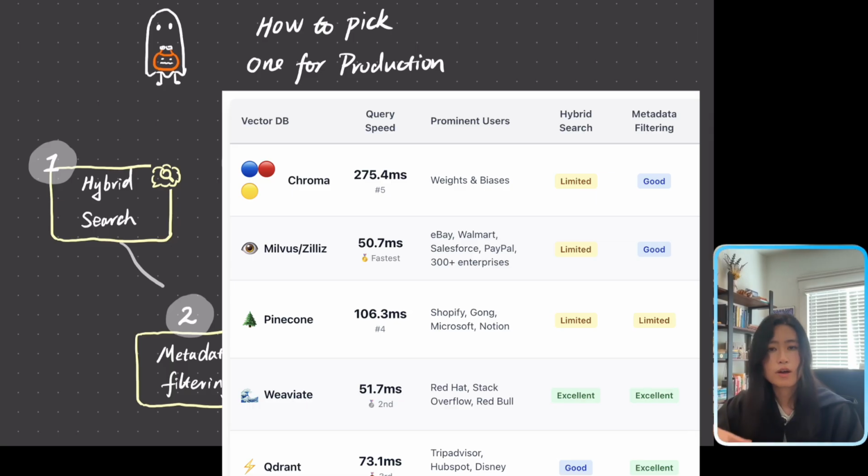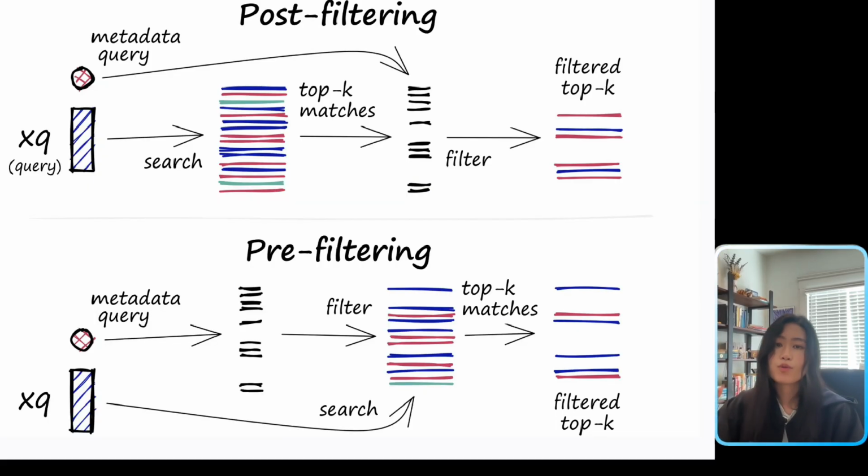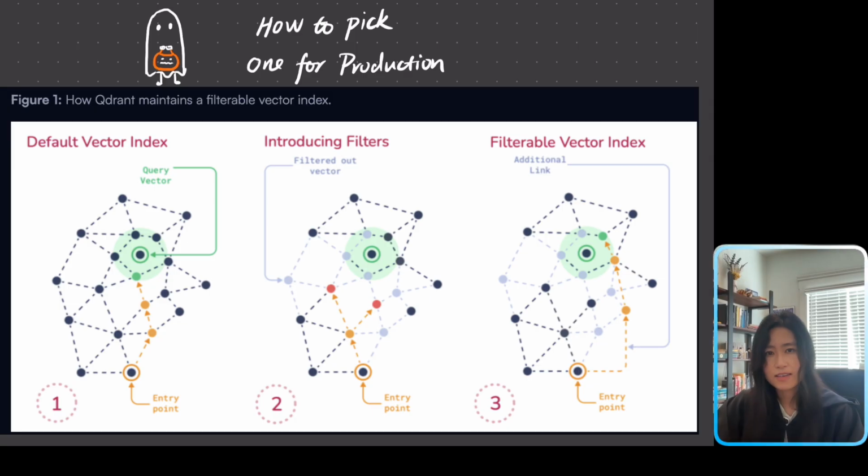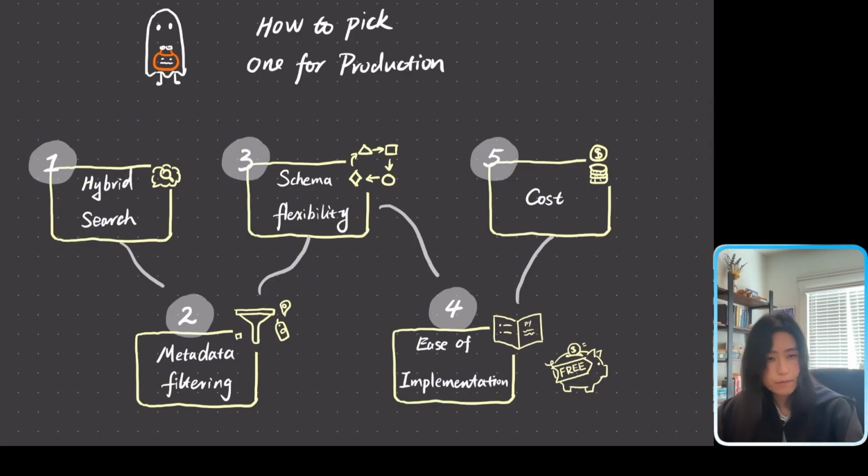You do want to apply additional filtering, and how easy it is to apply this metadata filtering. What kind of data type do they support? Do they support geolocation filtering? Do they natively support daytime filtering? And also, what's their filtering strategy? Do they do pre-filtering, post-filtering, or HNSW aware metadata filtering?